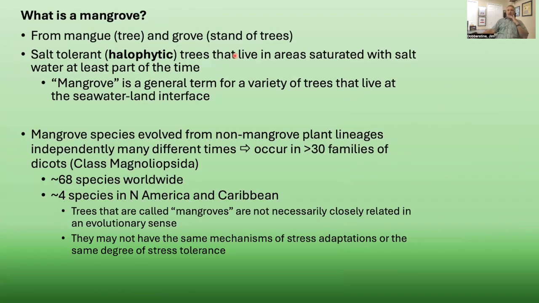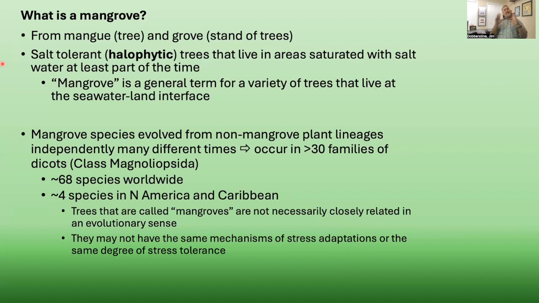Okay, so what is a mangrove? Well, it comes from mangue, which means tree, and grove, which means stand of trees. You probably heard grove many times. These are salt-tolerant plants, so they're halophytic, and they live in areas that are typically saturated with salt water, at least part of the time. Okay, they can live in freshwater environments. It is not totally uncommon to see them in freshwater environments. And there are tons of species of these, more than 68 species worldwide. Okay. There are 4 species here in North America and the Caribbean.